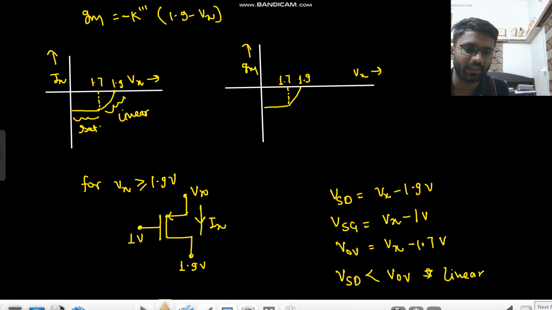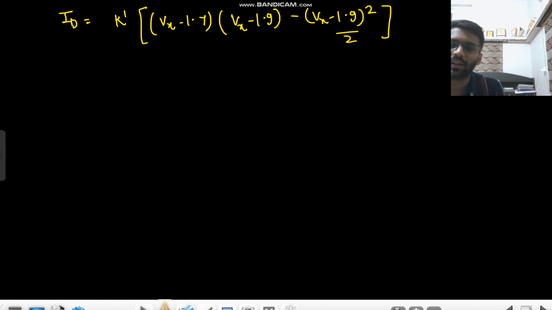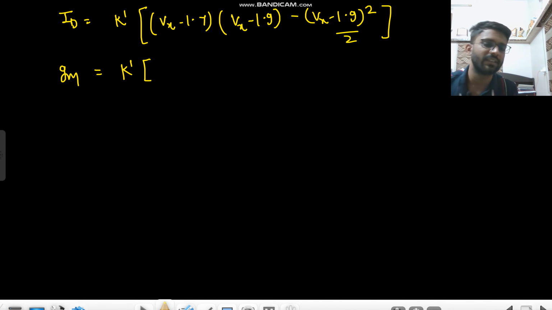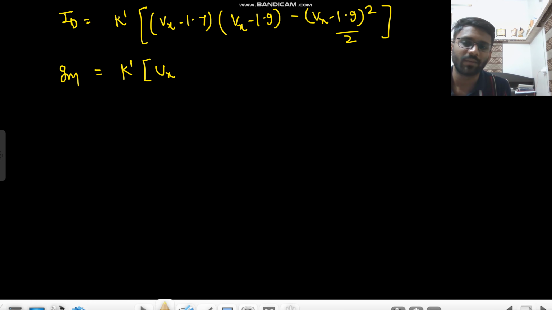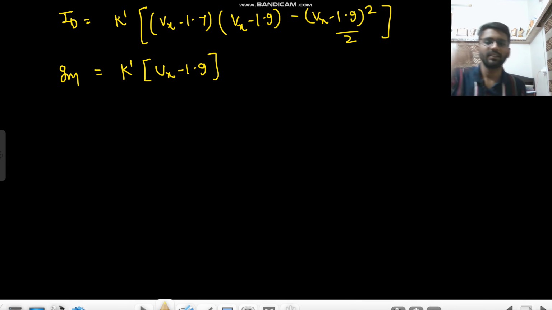Some constant, VSG minus VT, it is Vx minus 1.7, into VSD, Vx minus 1.9, minus Vx minus 1.9 whole square by 2. And talking about Gm, it would be some constant into VSD because this is linear region. What is VSD? Vx minus 1.9. Okay, and this time no negative sign will be there because the current is in the same direction. Okay, now just draw the curve. Now we will draw the final curves.